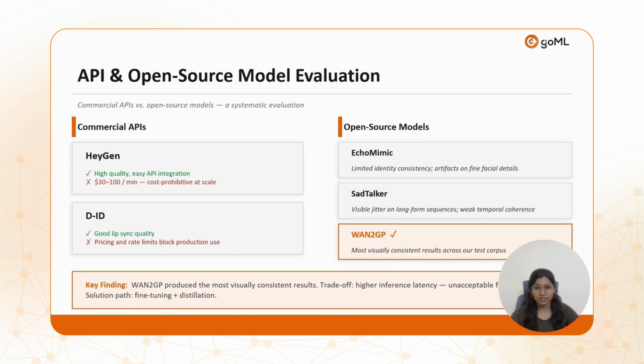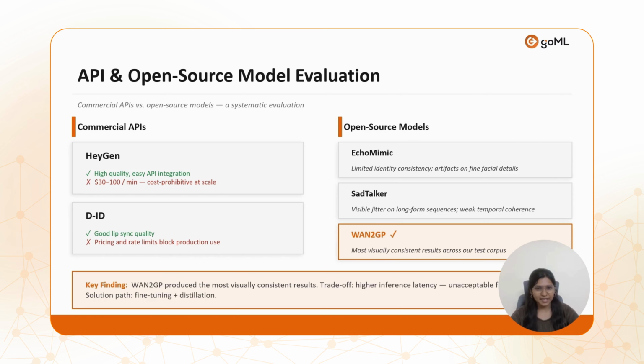Price ranges from $30 to $100 per minute of the generated videos. For production use at scale, this becomes cost prohibitive. Imagine generating hundreds or thousands of videos for a personalized learning platform. The cost would be astronomical.